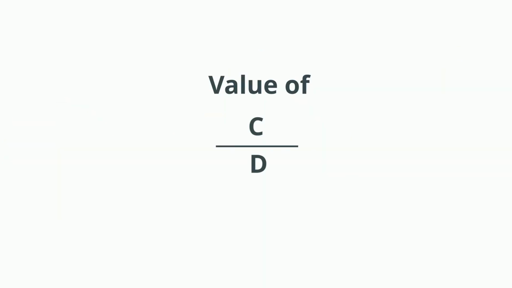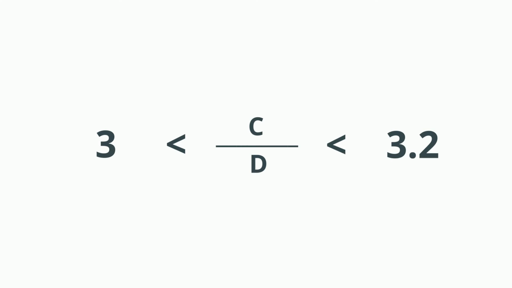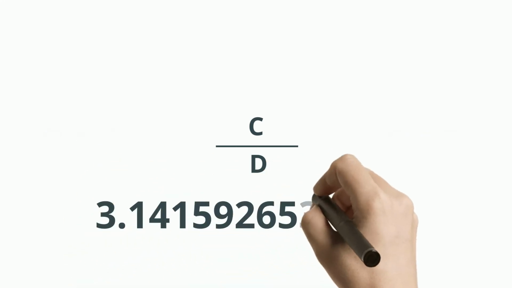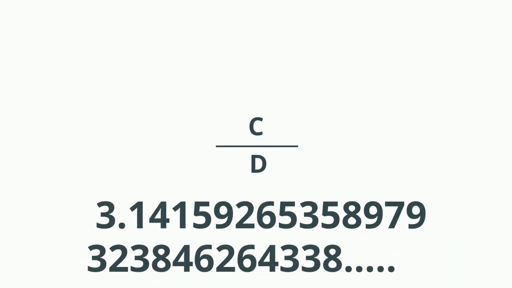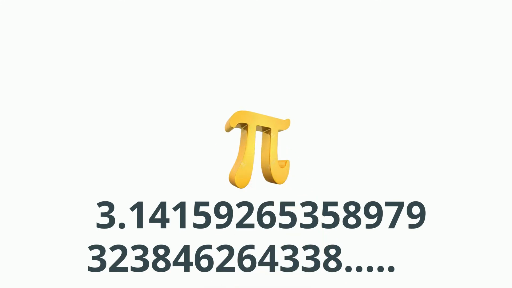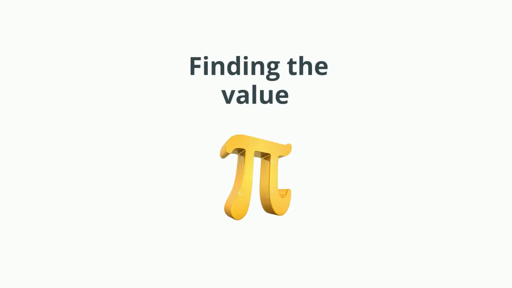What is the value of this constant ratio? It was known that it is somewhere between 3 and 3.2, more precisely between 3.14 and 3.15. But no matter how hard people tried, we could never find the exact value, and it turned out that we cannot express it in decimal representation, and hence we need to represent it through a symbol, the Greek letter pi. How do we measure pi?